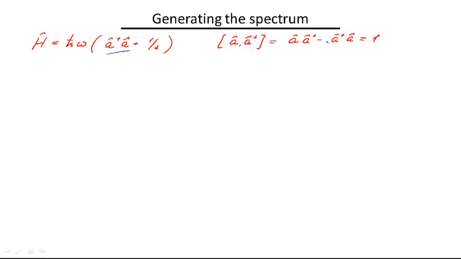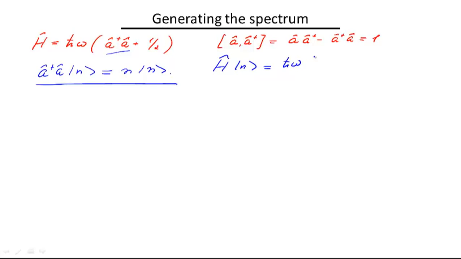So at this stage, let me assume that I know an eigenstate of a dagger a. Let me call this eigenstate |n>, and the corresponding eigenvalue will also be n. This would, of course, imply that the state |n> is also a solution to the time-independent Schrödinger equation for the harmonic oscillator Hamiltonian, or in other words, it's also an eigenstate of the Hamiltonian with the energy h bar omega (n plus 1/2). So this is the energy of this state.